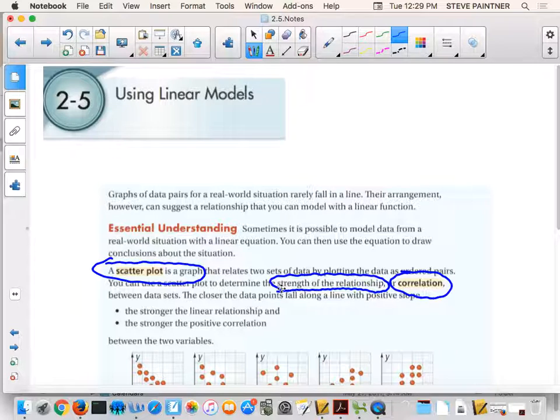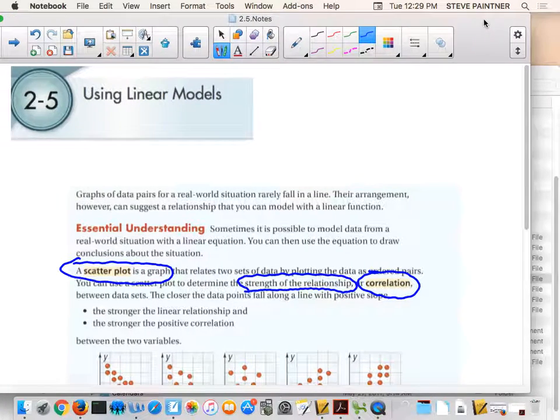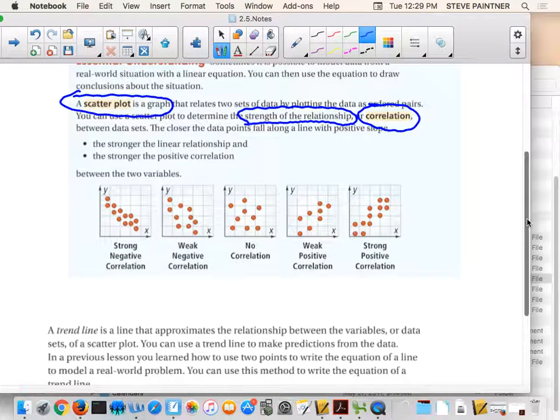Who knows? The closer the data points fall along a line with positive slope, the stronger the linear relationship, and the stronger the positive correlation. Okay, so let's just take a look at the picture. First of all, why is this considered negative, these two? Rate of slope. So you're looking at the scatter plot, and you're saying the points go which way? Down. If you look at it, it looks like it's going down and down.